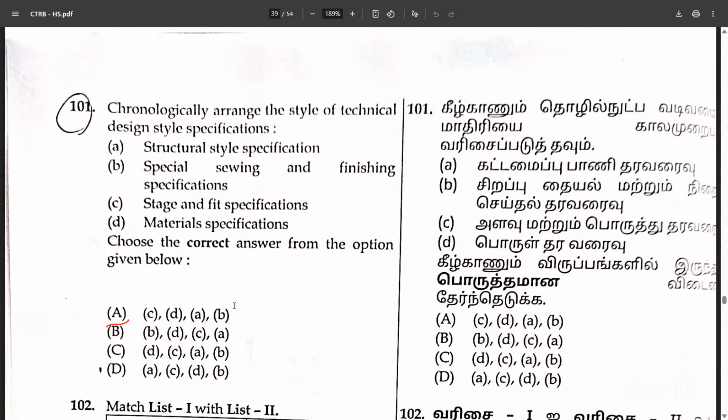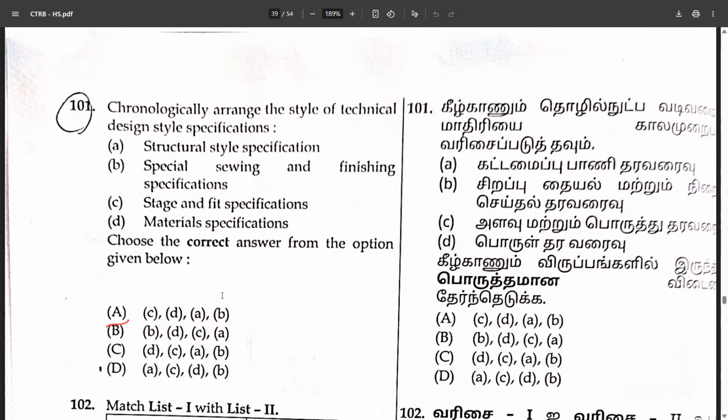Question 101 is asking you to arrange the technical design specifications: structural style specification, special sewing and finishing specification, size and fit specification, material specification. So the correct arrangement will be structural style specification, then we'll have size and fit specification, then material specification, and at the end special sewing and finishing specification.